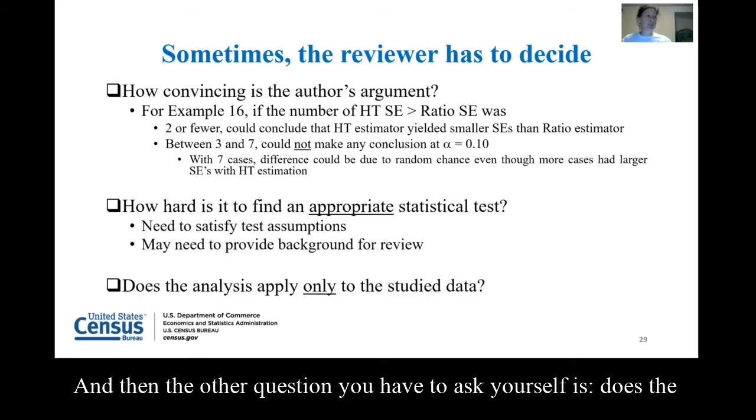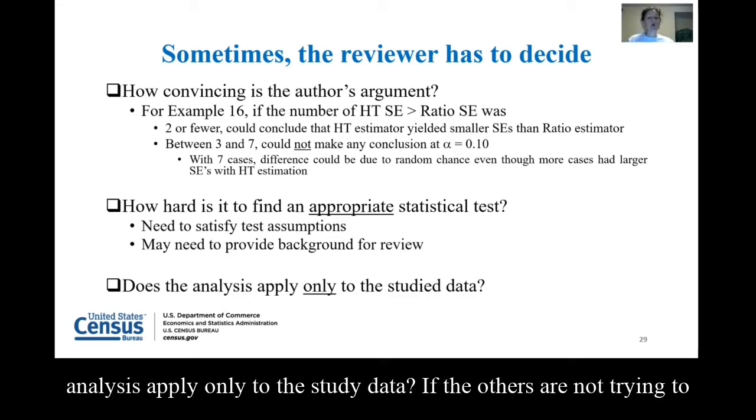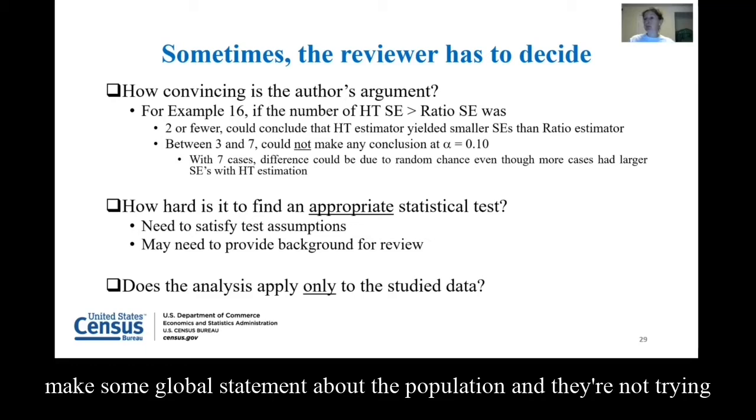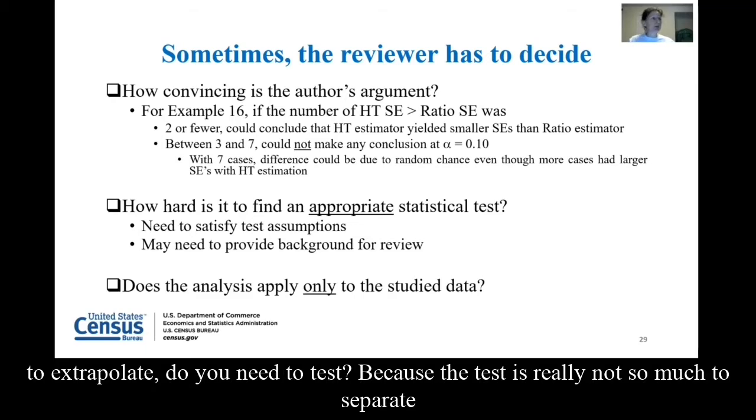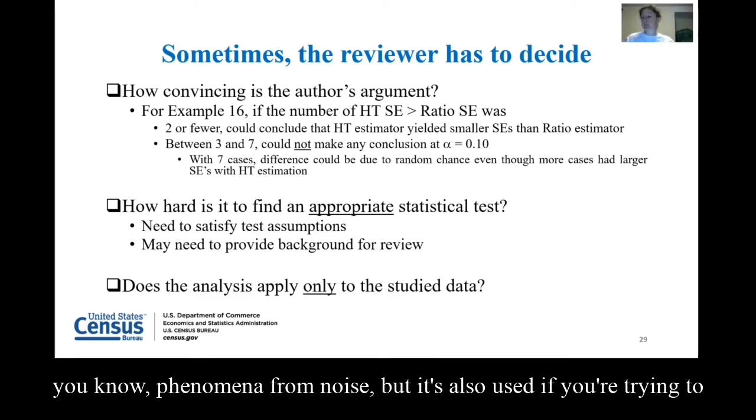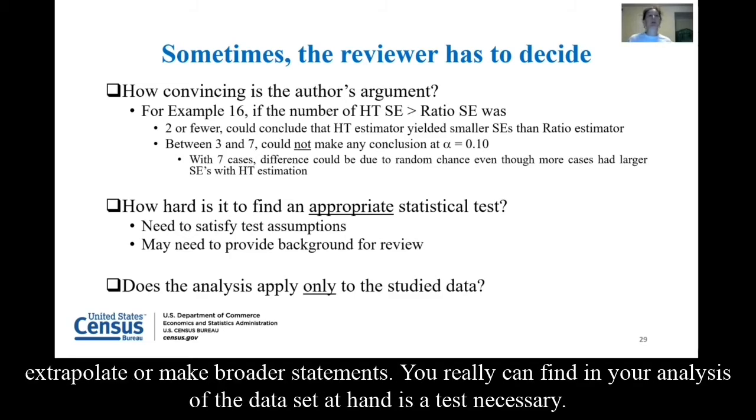And then the other question that you have to ask yourself is, does the analysis apply only to the studied data? If the authors are not trying to make some global statement about the population and they're not trying to extrapolate, do you need a test? Because the test is really not so much just to separate phenomena from noise, but it's also used if you're trying to extrapolate or make broader statements. If you're really confining your analysis to the data set at hand, is a test necessary?